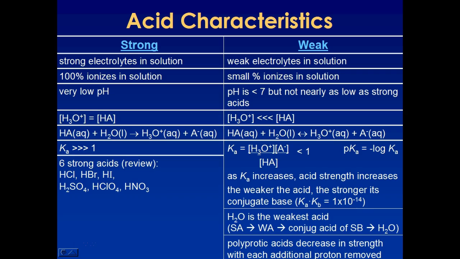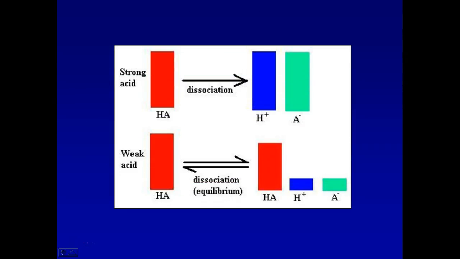And then the last thing I'm going to talk about is polyprotic acids. The more hydrogens you remove, the weaker they become as an acid. So this is kind of a picture of what's going on. You see the strong acid. This is what you started with. You no longer have any of that orange left. It's gone completely over to the 2 ions.